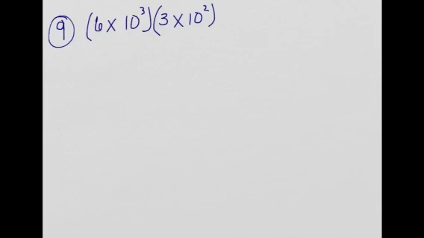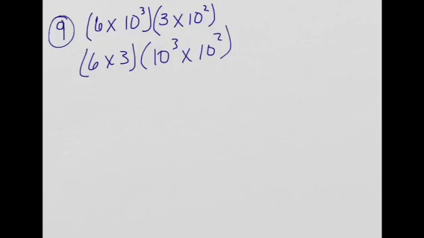All right, we're going to do another one. We're going to group them together. 6 times 3, and this is 10 cubed times 10 squared. 6 times 3 is 18 times 10 to the 5th power.